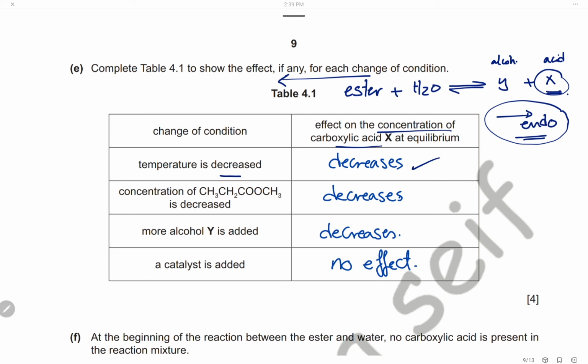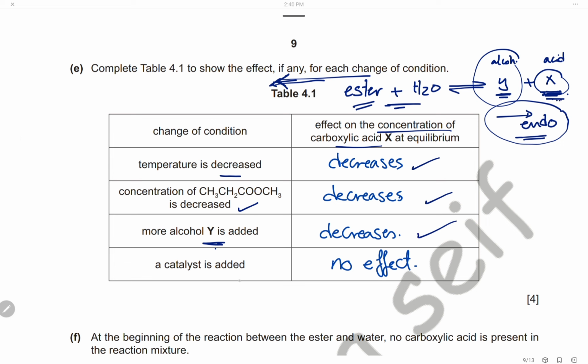Second, the concentration. If we decrease the concentration of the ester, so withdrawing the ester from the equation, that means decreasing the concentration of the reactant, the equilibrium will be shifted backward to form more of the reactant. Of course, the concentration of the acid also will decrease. More alcohol is added. If we add more alcohol, that means increasing the concentration of the products, which is alcohol. So this will shift the equilibrium backward to decrease the concentration of alcohol, and this of course will also decrease the concentration of the acid.